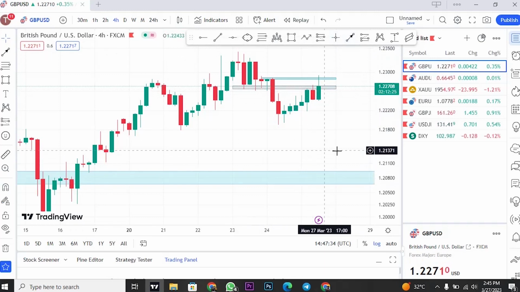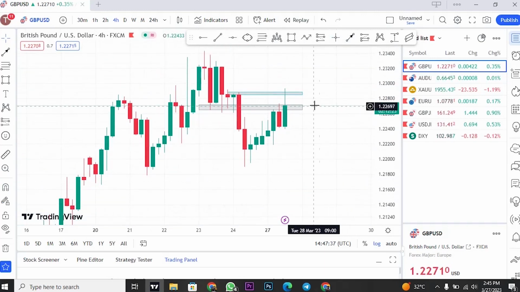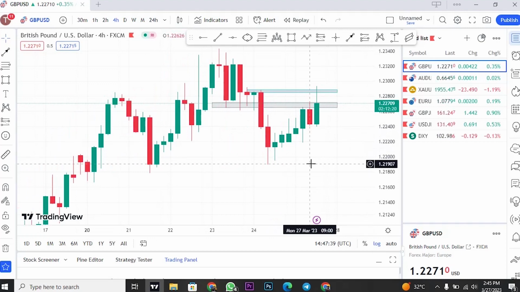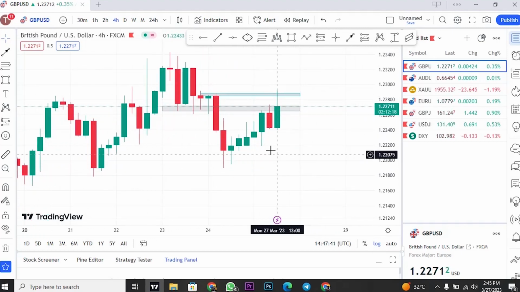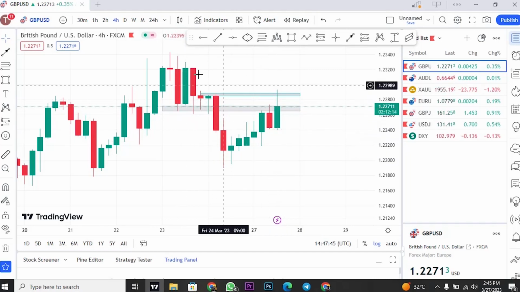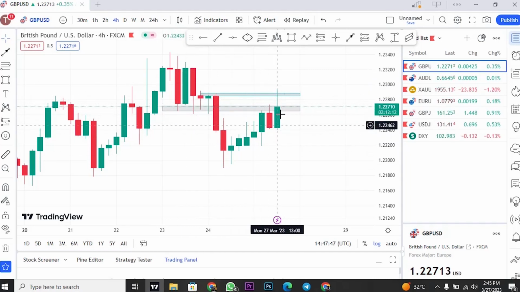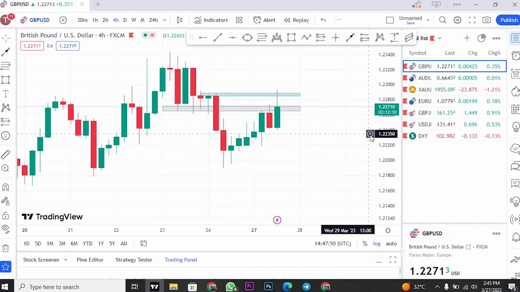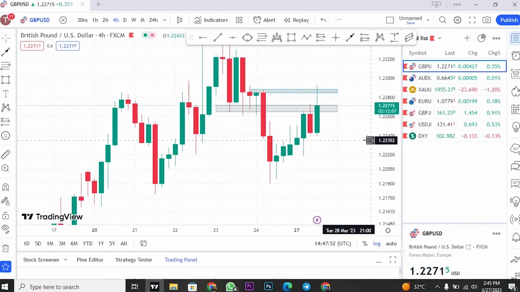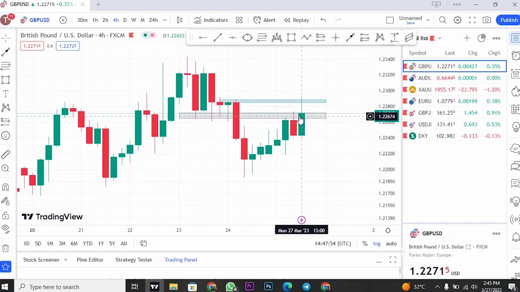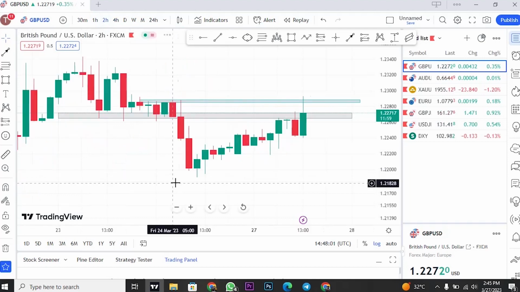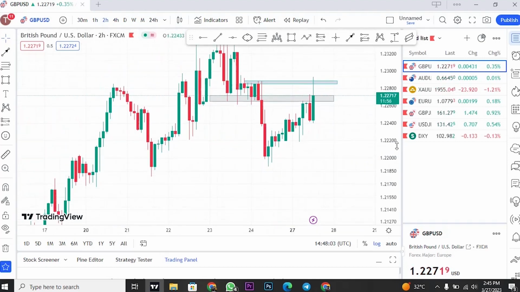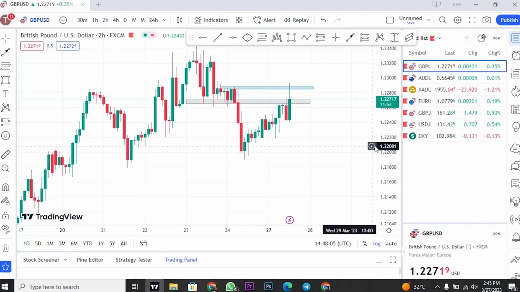On GBPUSD, you can see we are on the 4-hour time frame. We have this support eventually breaking out, turning into a resistance right here at this point, and now we also have another resistance right at this point. Let me move on to the 2-hour time frame. Okay, now you can see super clear.